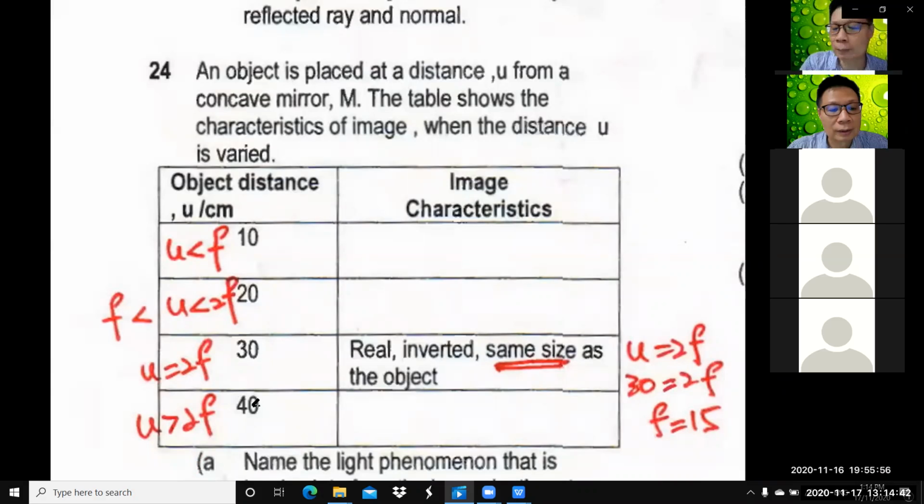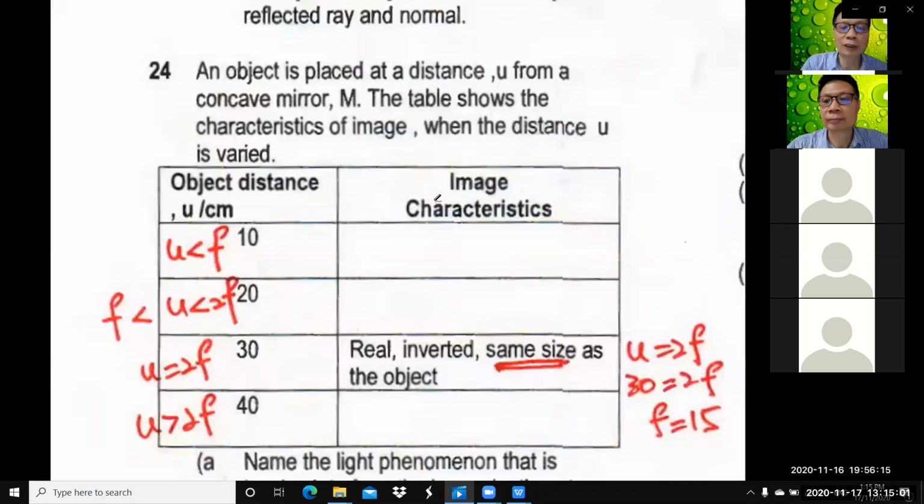40 is object distance bigger than 2f. F is 15, 2f is only 30. This 40 is bigger than 2f. So when u is bigger than 2f, what is the answer? Okay, you can write. Please write it now.